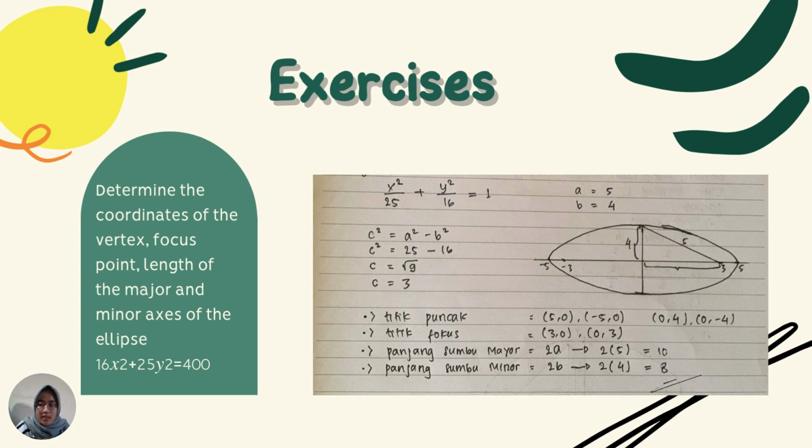From our search earlier, we obtained the vertex points (5, 0), (negative 5, 0), and (0, 4), (0, negative 4). Then the focus points are (3, 0) and (negative 3, 0). The length of the major axis is 2a. Replacing a with 5, 2a is 10. The length of the minor axis is 2b. Replacing b with 4, 2b is 8.